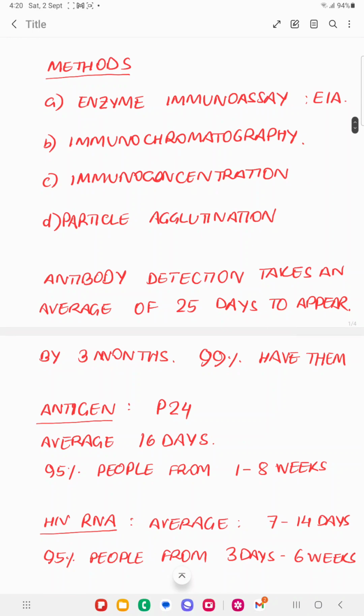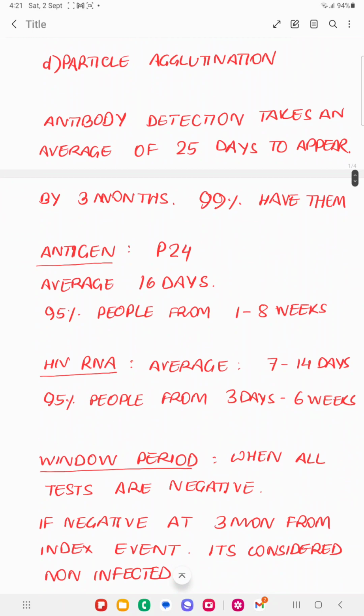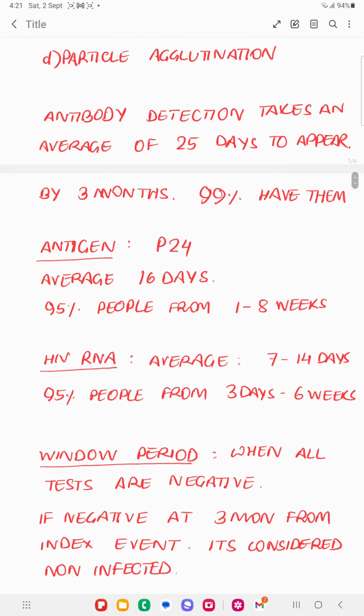The antibody detection takes an average of around 25 days to appear, and by 3 months, almost 99% of the patients have antibody positivity. Whereas the antigen, the P24, appears earlier. It's an average of around 16 days, and 95% of people from 1 to 8 weeks will be positive for P24 antigen. But this antigen, after peaking at 20 to 30 days, starts to decrease, and after a few months it will be undetectable. So P24 is never used alone for the diagnosis of HIV. It is good to detect the HIV early in a disease phase.